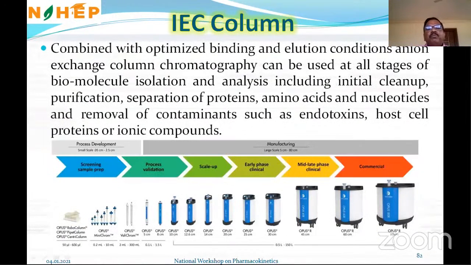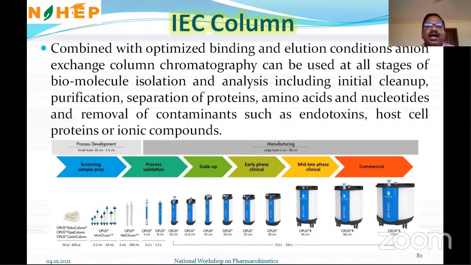Combined with optimized binding and elution conditions, anion exchange column chromatography can be used at all stages of biomolecule isolation and analysis, including initial cleanup, purification, separation of proteins, amino acids, and nucleotides, and also removal of contaminants such as endotoxins, host cell proteins, and ionic compounds. These ion exchange column chromatographies are mainly used in separation, purification, and isolation of proteins, especially vaccine proteins, bacterial proteins, and viral proteins that are used as vaccines, and even in purification or preparation of heparin or immunoglobulin preparations.